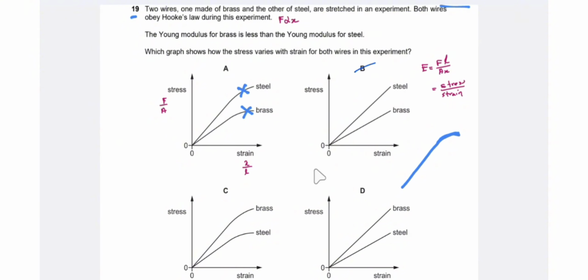The graph has to be a straight line. There is no curved section in the graph, that is, force is directly proportional to extension. So the graph has to be a straight line graph, which means there is no limit of proportionality or elastic limit.